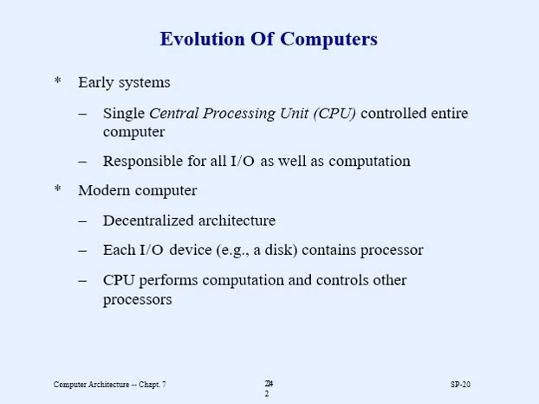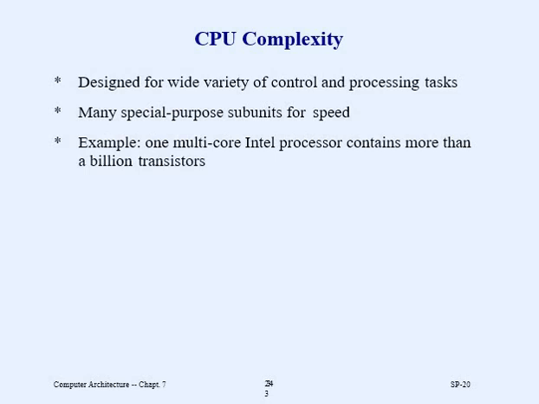So like a disk, this disk might be a floppy disk, compact disk, CD, or a DVD, whatever it is. And the CPU complexity. Yes, CPU is so complex, designed for a wide variety of control and processing tasks, and many special purpose subunits for speed. Example is one multi-core Intel processor contains more than 1 billion transistors. A billion. It can blow our mind.